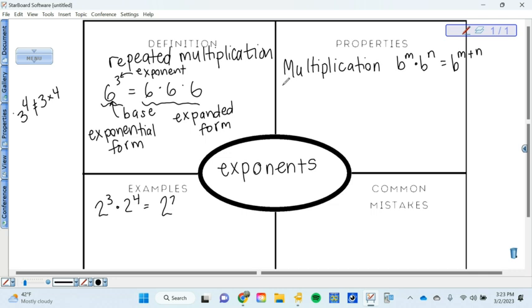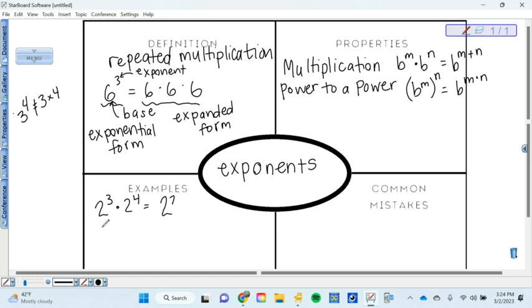Then we have power to a power. So usually we'll see parentheses for this, right? I have b to the m, a base raised to an exponent, and that is raised to another exponent. What do I do when I have a power raised to a power? Yeah, you multiply the exponents, right?